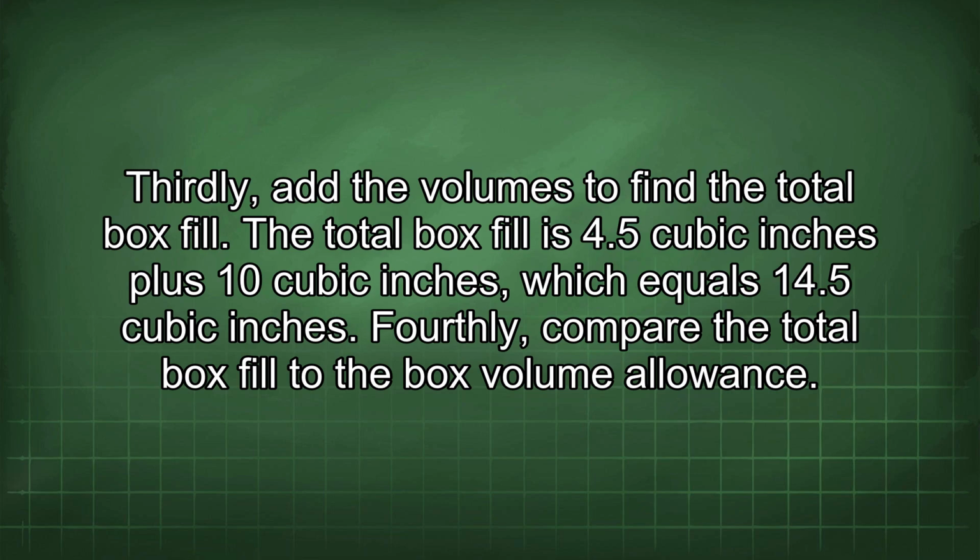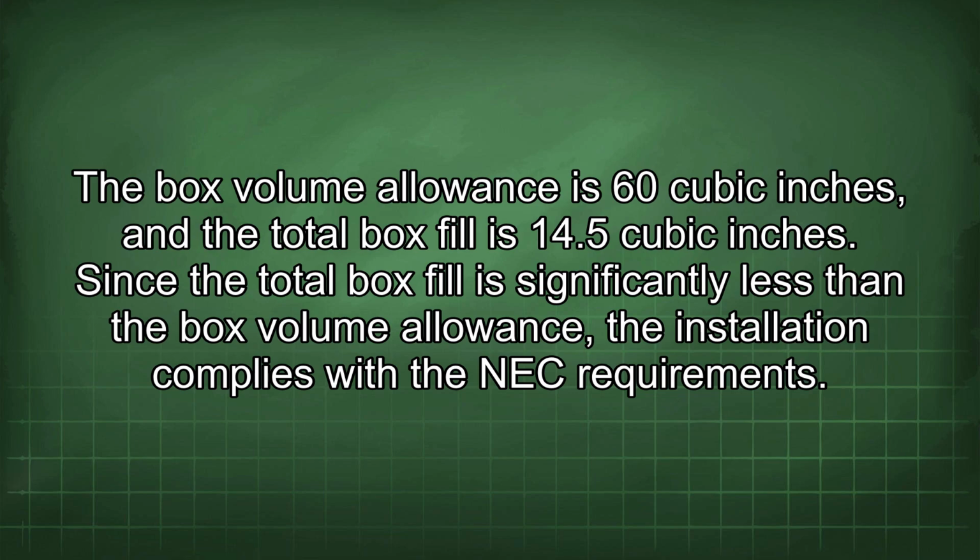Thirdly, add the volumes to find the total box fill. The total box fill is 4.5 cubic inches plus 10 cubic inches, which equals 14.5 cubic inches. Fourthly, compare the total box fill to the box volume allowance. The box volume allowance is 60 cubic inches, and the total box fill is 14.5 cubic inches. Since the total box fill is significantly less than the box volume allowance, the installation complies with the NEC requirements.